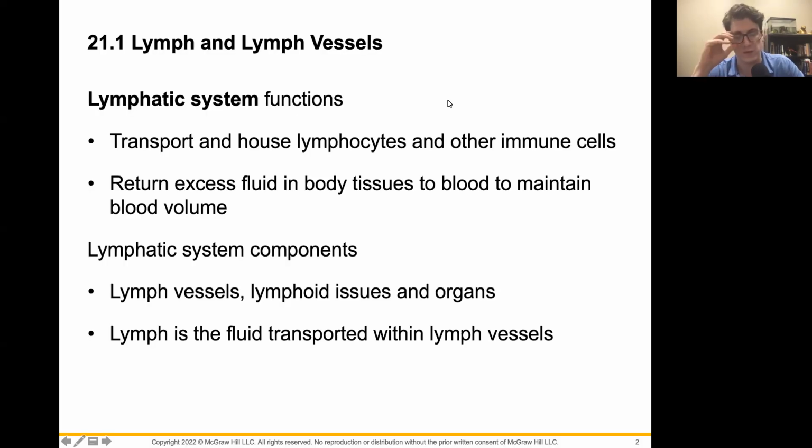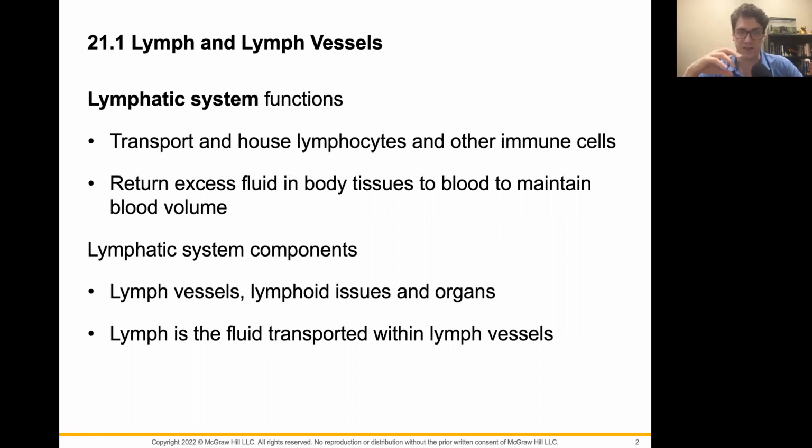Hi, so chapter 21 is the lymphatic system. The lymphatic system is first and foremost a system that we are going to use to absorb excess interstitial fluid and all of the stuff that could be found in it. This could be anything from cells, cell debris, to proteins, to electrolytes, all that kind of stuff, and then get it back to the blood.